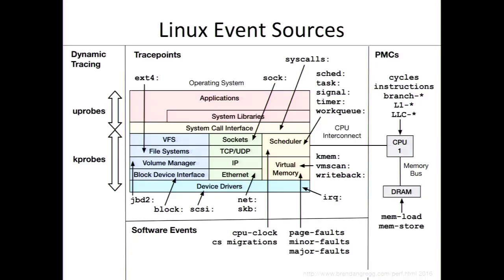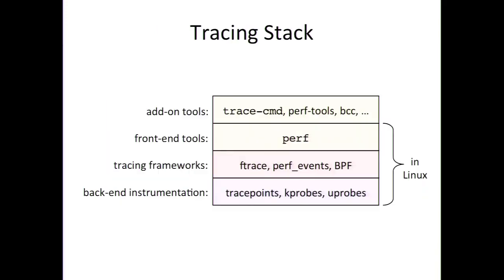Tracing, just to mention, so that you're aware that it exists, tracing is where, if you really want to get deeper into the system, you can use various traces. And I've shown the sort of visibility they provide here. Here's a tracing stack. So the back-end instrumentation of things like tracepoints, kprobes, and uprobes, the kernel tracing frameworks, ftrace, perf events, and BPF, front-end tools, perf, which I separated out because all of this stuff is in Linux. It's core Linux. And then there's some add-on things, like my perf tools and a new thing called BCC.